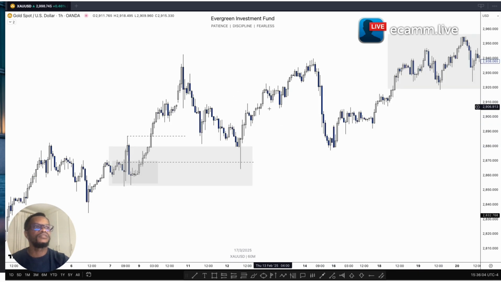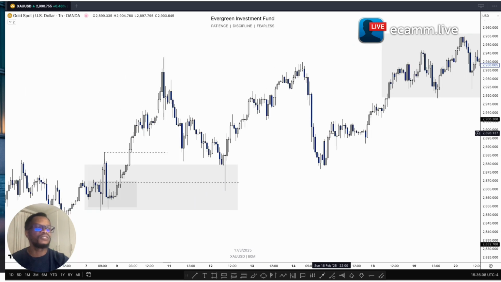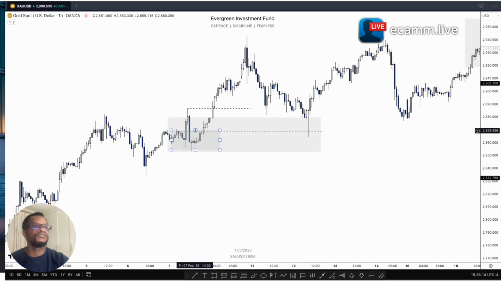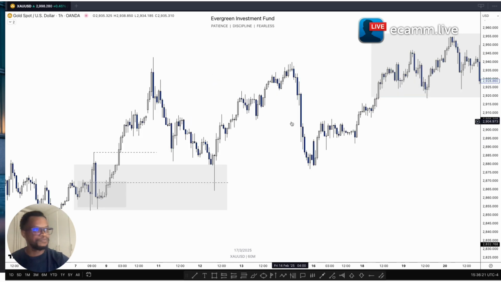So that's the difference. Support and resistance is a bit more aggressive. Supply and demand takes a bit of patience: break of structure, wait for price to come back to mitigate this area, and then we move.